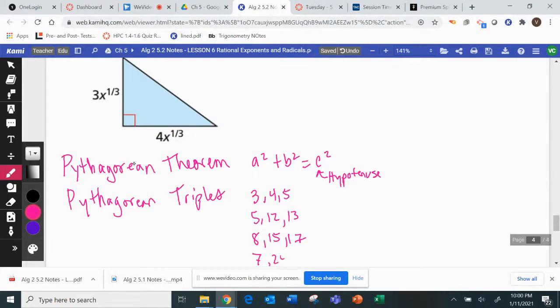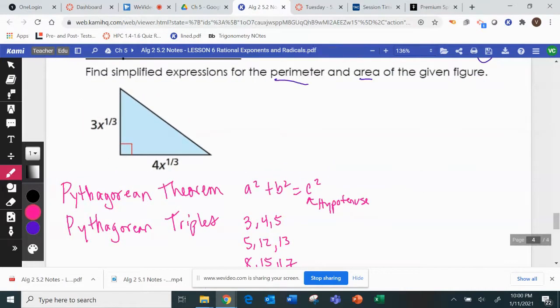7, 24, 25, and so on. All of these are triples that will make a right triangle every single time. So we could use two different methods to figure this one out. If you know your triples, you can really figure out the third side very easily. I think I'm going to go the hard way. I'm going to pretend I don't know my triples.